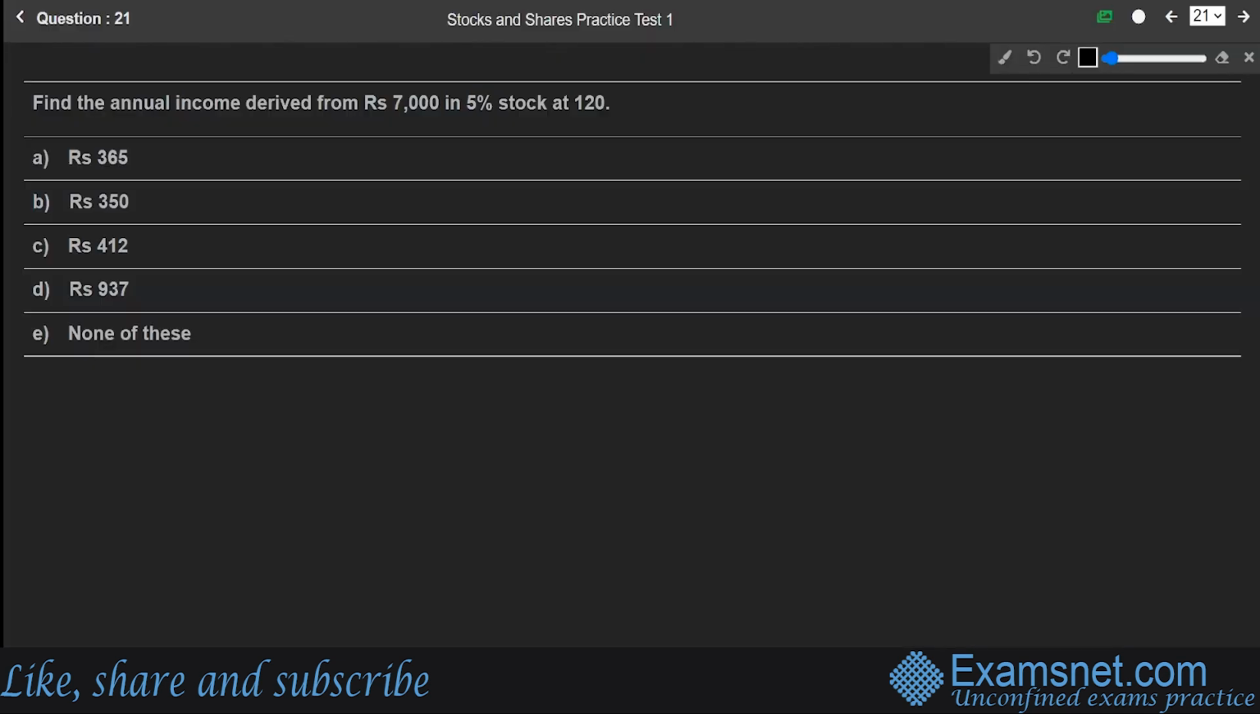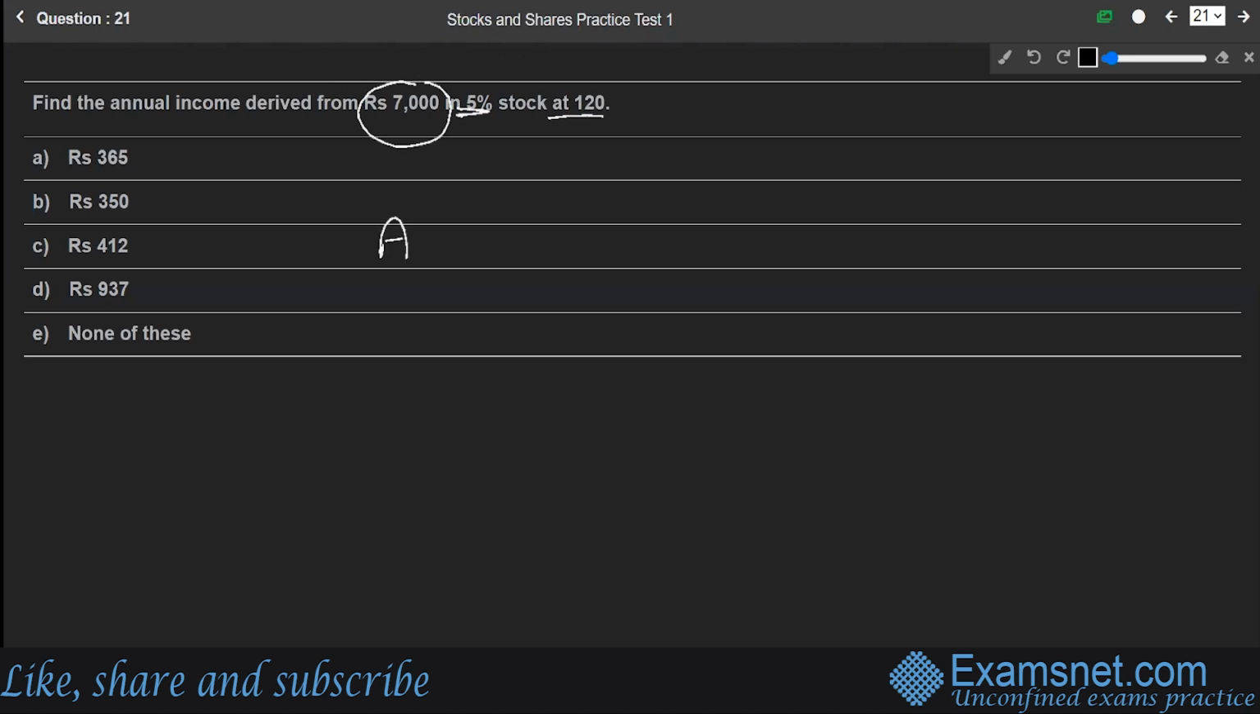Okay, so the question says find the annual income derived from rupees 7,000 in 5% stock at 120. So clearly the investment is given. The investment is 7,000 rupees and the stock is available at 5%. That means for each 100 rupees, you're getting 5 rupees. So for how much you are getting at 7,000 rupees, you can do it this way also by setting up a ratio, or we can do it directly also by using a formula.